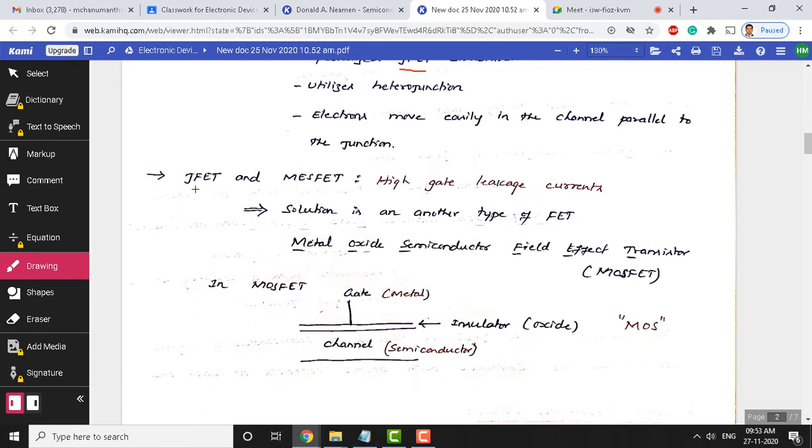Now, let us move to the JFET and MESFET. So, these are the devices which we are focusing on right now, but not MESFET. We are not going to concentrate on this MESFET, but we focus mainly on the JFET here. One drawback of both these devices is high gate leakage current.